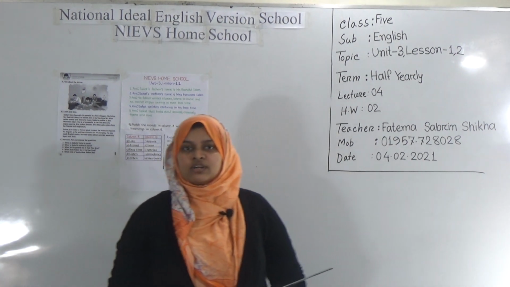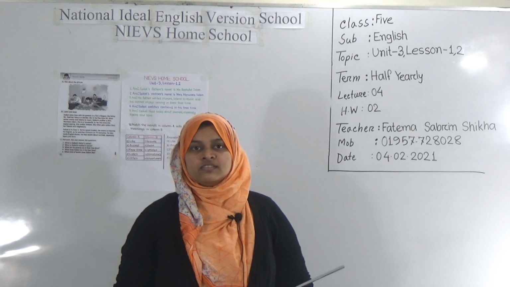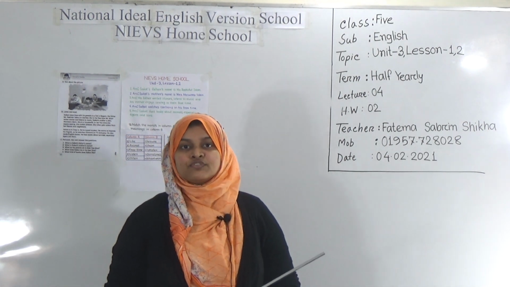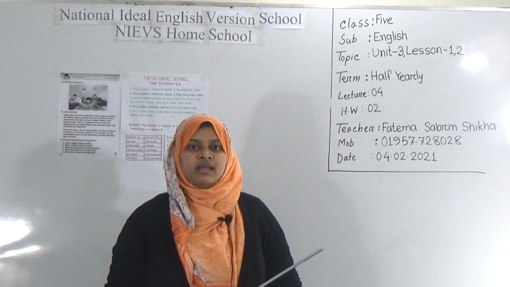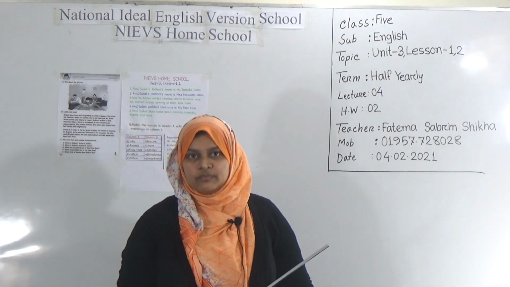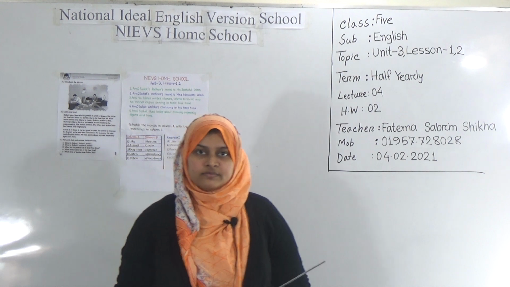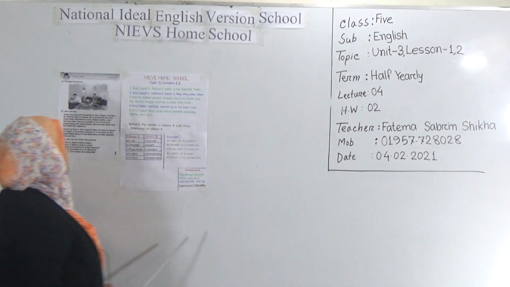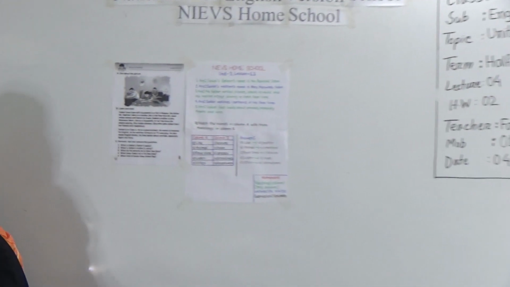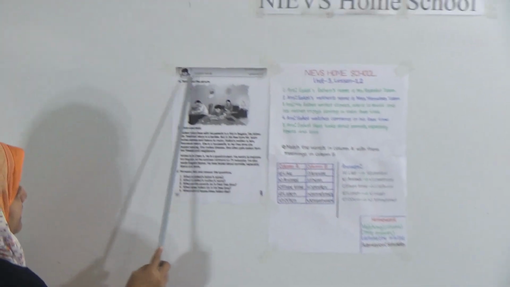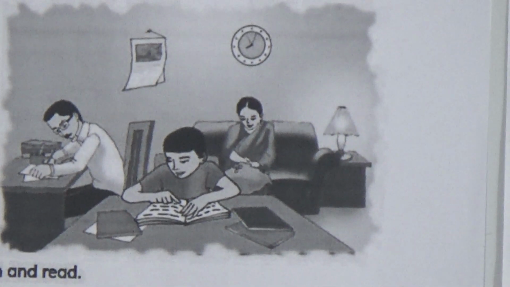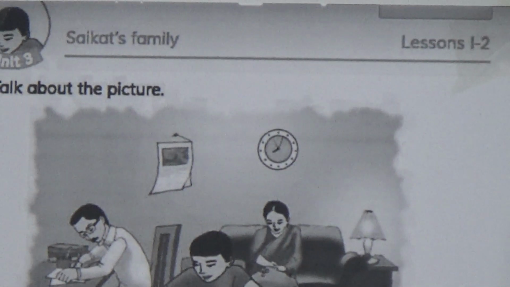Before starting our class, students, please take your textbook English for Today, class 5, and your writing elements. We are going to start our class. So let's start. Our topic today is Unit 3, Lesson 1-2. First I'm going to read the text, and after reading the text we'll do some exercises.